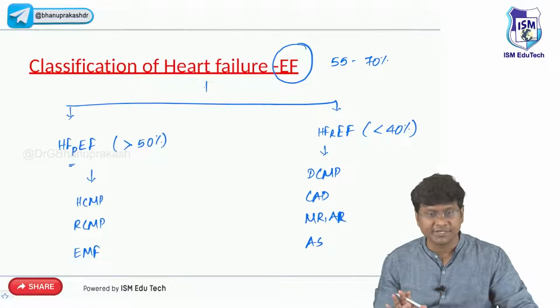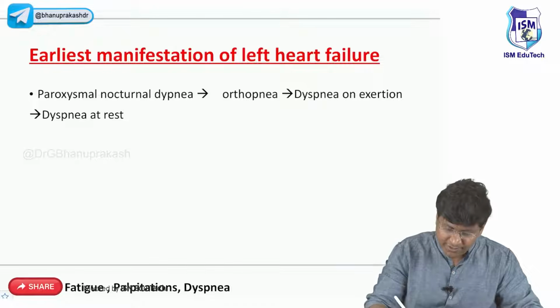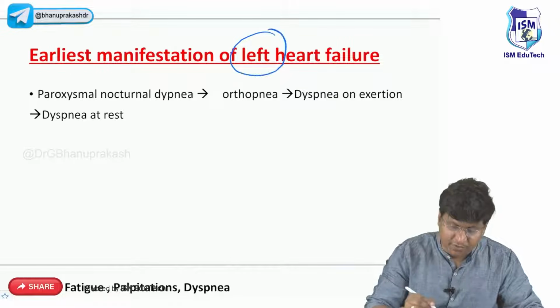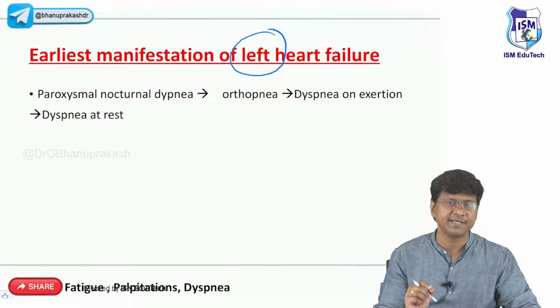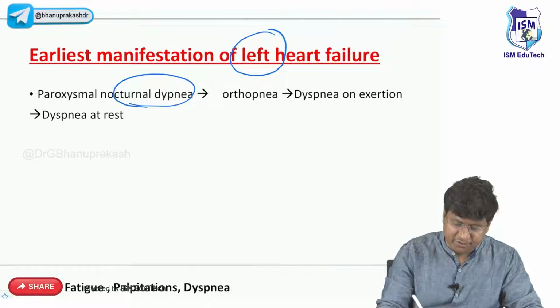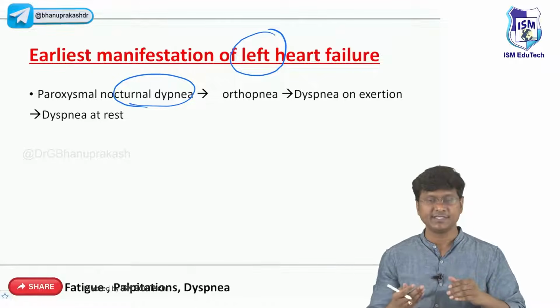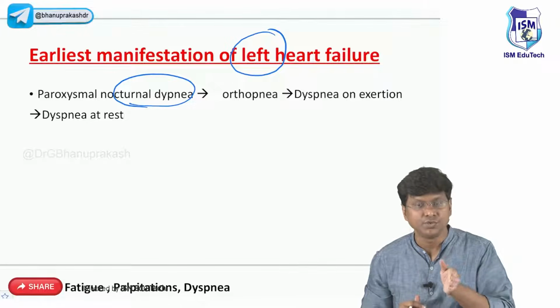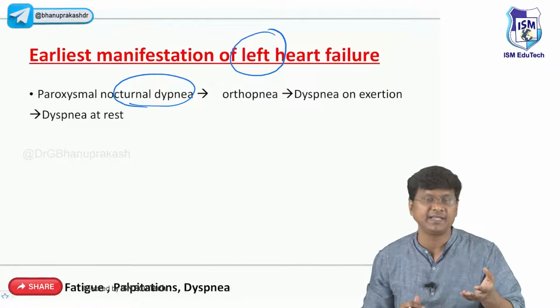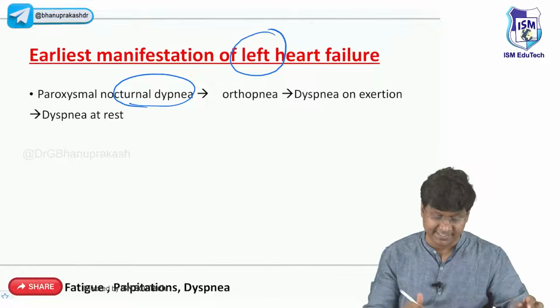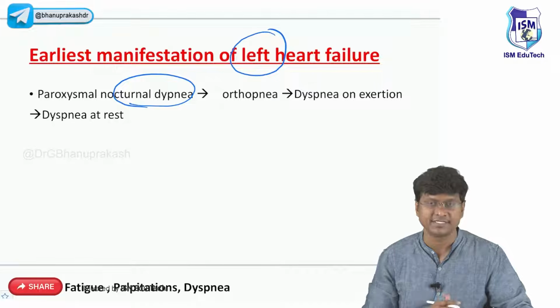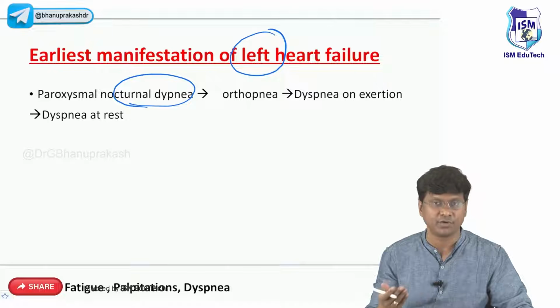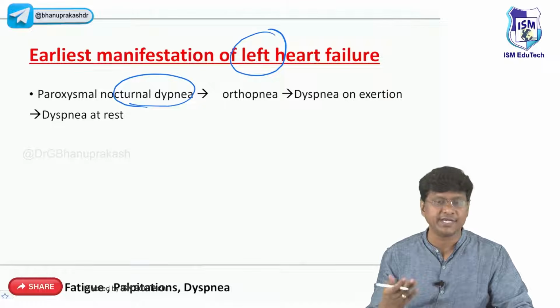Now this is the classification of the heart failure. So if you take the manifestations of the left heart failure, what is the earliest manifestation? That will be development of paroxysmal nocturnal dyspnea. In the sense, the individual will develop dyspnea in the middle of the night, after 2 to 3 hours of sleep, immediately gets up because of sudden onset dyspnea. That will be paroxysmal nocturnal dyspnea. And as the severity progresses, they will have orthopnea, then dyspnea on exertion and dyspnea at rest.